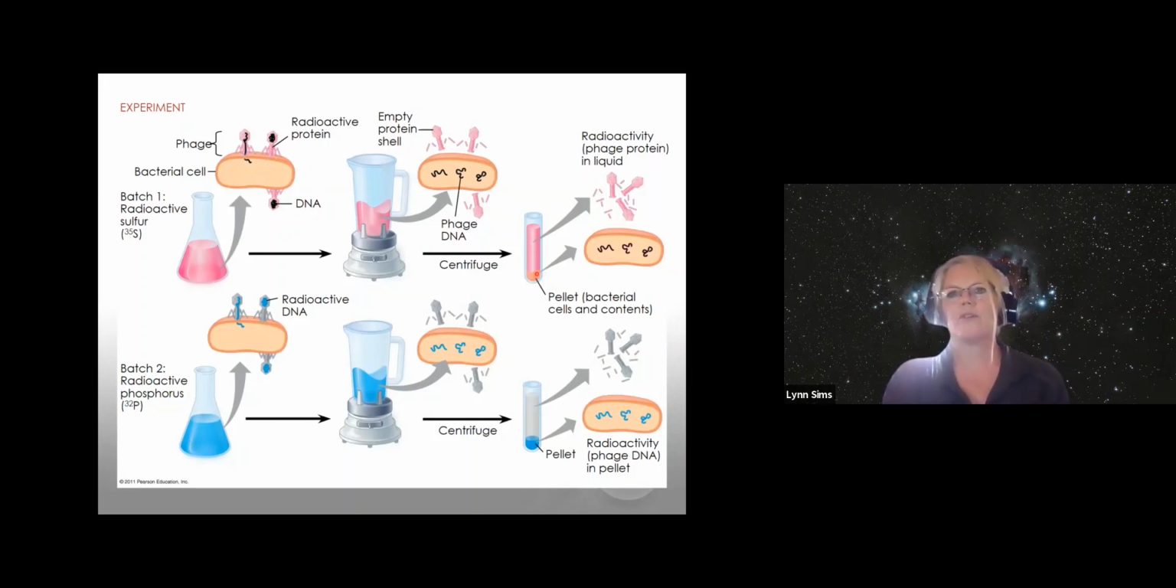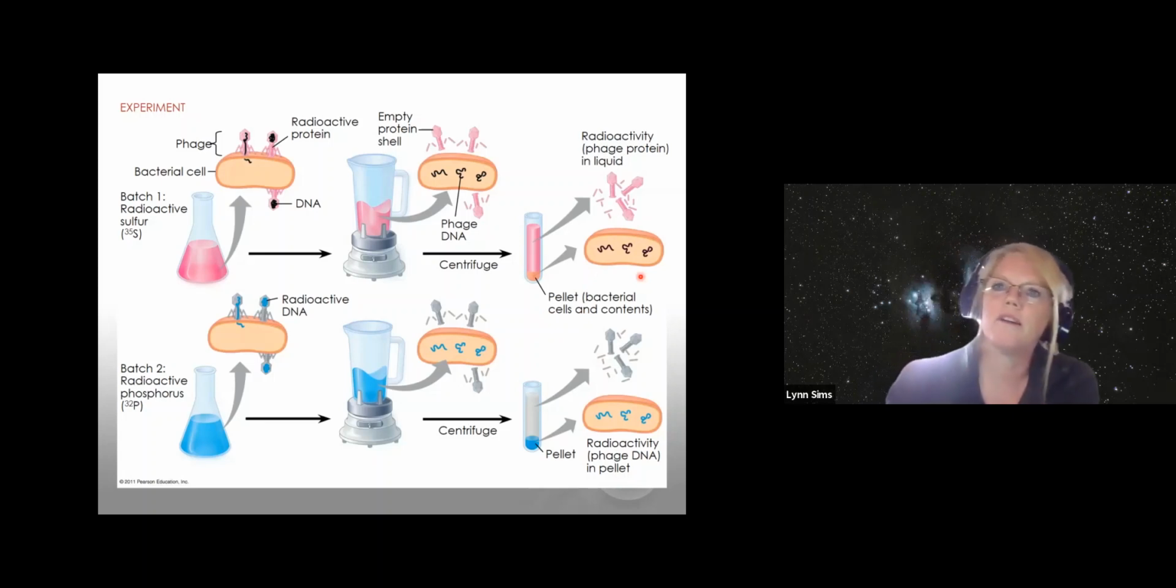This is all the material that's not, I guess, dissolved in the liquid. Okay, so it's all the membrane material. And again, both of them are going to have a pellet, but then they looked at where the radioactivity was occurring. So here we have the radioactivity, the phage is going to be in the protein, and here the radioactivity was found in the DNA.